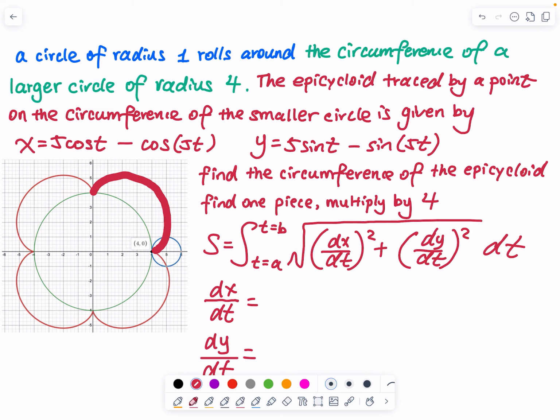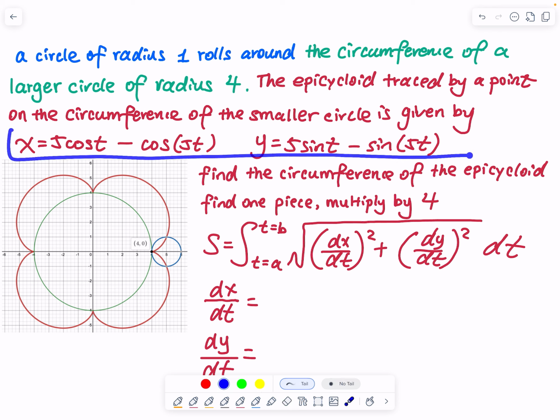I would like to use this example to explain how you find the arc length of a parametric curve. So we have a parametric curve. I'm going to erase this really quick. What we have right here is a parametric equation, x equals 5 cosine t minus cosine 5t. For y, we change the cosine to a sine. So x is in terms of t, and y is in terms of t.